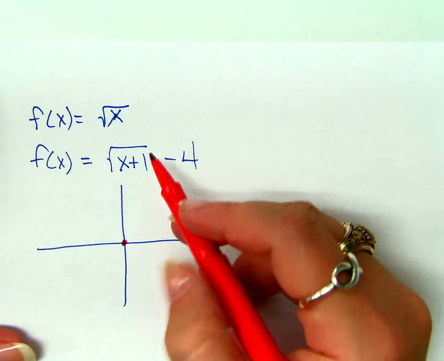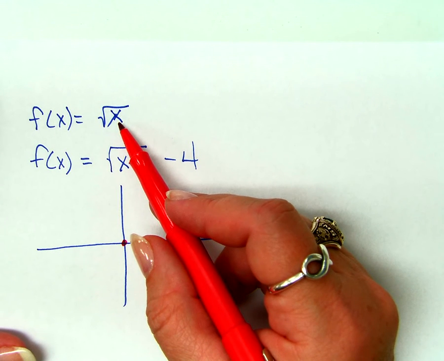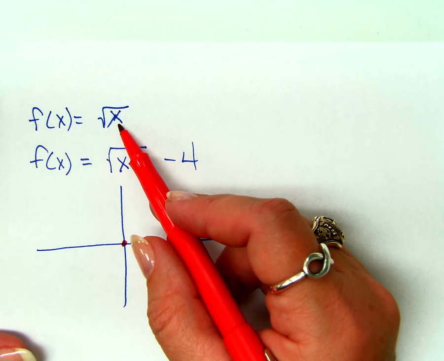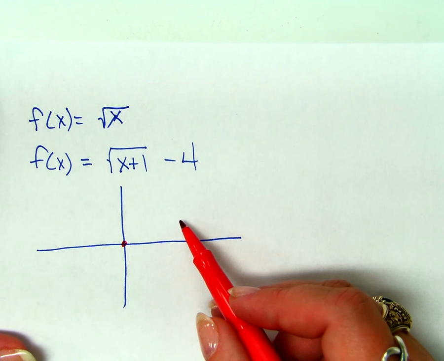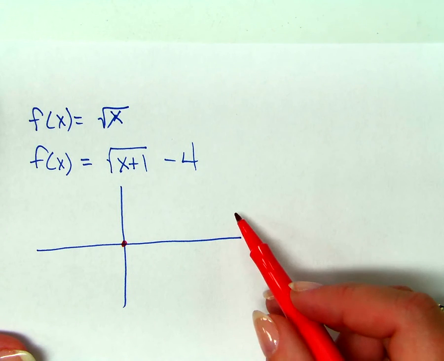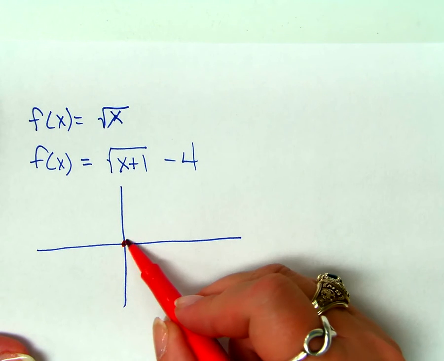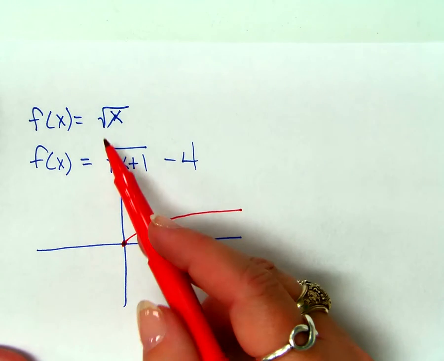Okay. What's the square root of 4? 2. Why did I choose 4 and not 3? Because 3's not a square. Yeah, I don't know the square root of 3, but I do know the square root of 4. So I would go over 4 and up 2. What about 9? Over 9 and up 3. So far we have something that looks like this, right? Does it go anywhere else? What about if x is negative 1?